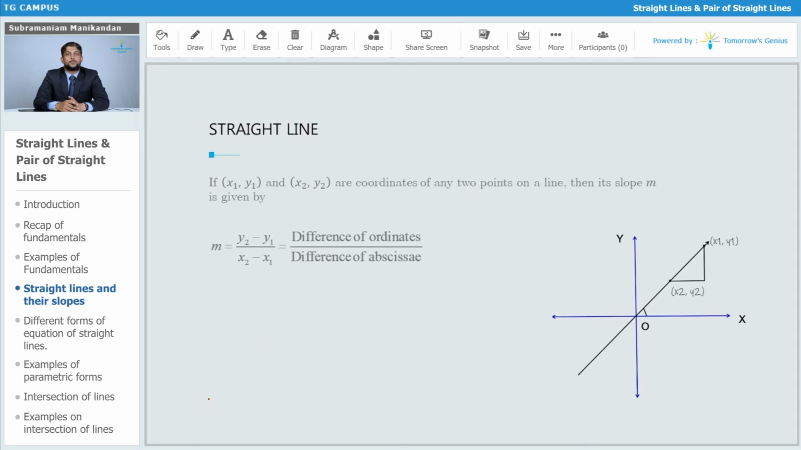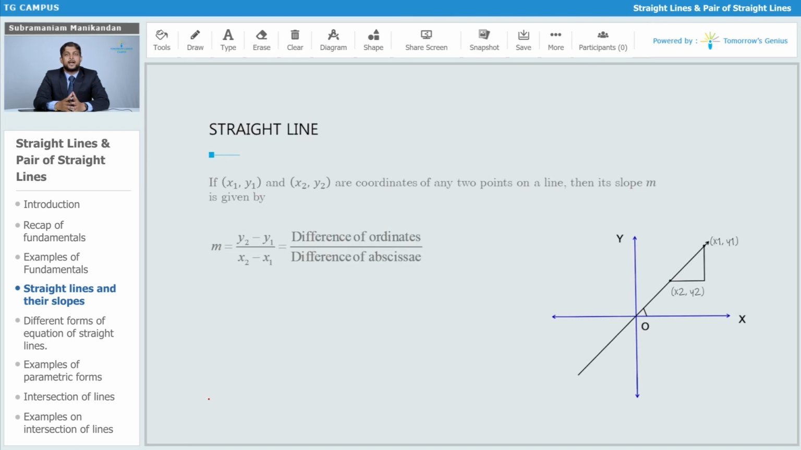Alright, so a little bit more about the slope of a line. If we know the coordinates of 2 points on a line, then it is possible to find out the slope of the line. If x1, y1 and x2, y2 are the coordinates of any 2 points on a line, then its slope is given by m is equal to the difference of ordinates to the difference of abscissa. That is the ratio of y2 minus y1 to x2 minus x1. As I said earlier, the slope measures the vertical distance covered for a standard horizontal distance covered.